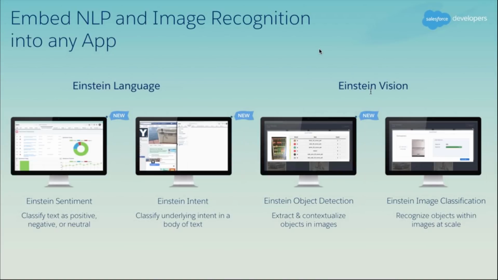And with that, we've introduced two categories, or families, of products. We have Einstein Language and Einstein Vision. Under Einstein Language, we have sentiment and intent. And then under Vision, we have object detection and image classification. All of these services are GA. And today, we're going to talk specifically about the Einstein Vision products.